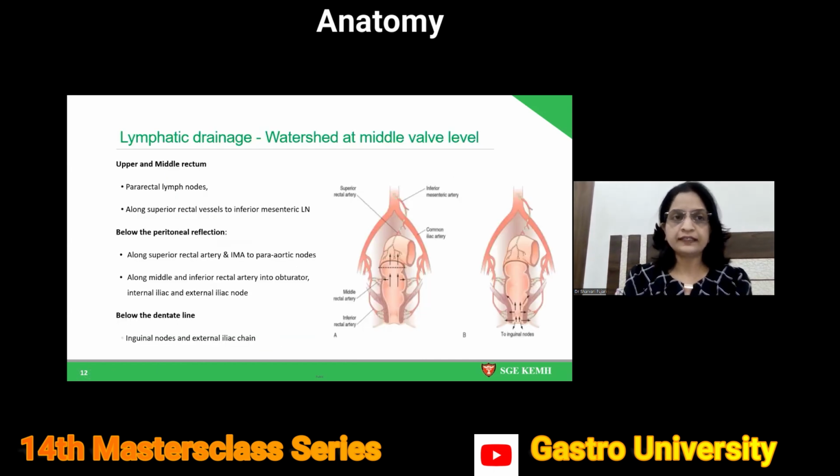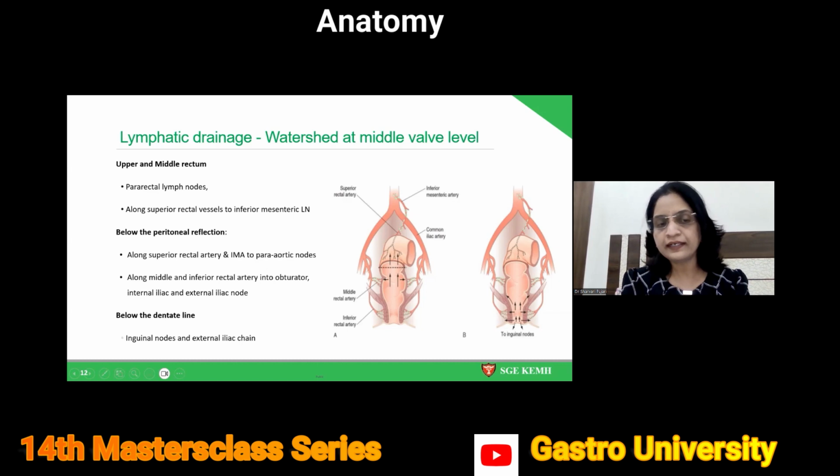Now coming to lymphatic drainage. Upper and middle part of the rectum drains via the nodes along the superior rectal vessels, first to the pararectal nodes and then to the inferior mesenteric nodes. What happens below the level of peritoneal reflection is that it has a dual lymphatic drainage. So below this level, majorly it drains upwards, that is along the superior rectal artery to IMA and para-aortic nodes. However, some part also drains laterally, along the middle and inferior rectal artery, and then goes to the internal and external iliac group of lymph nodes.